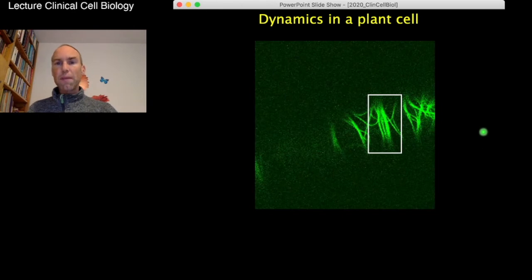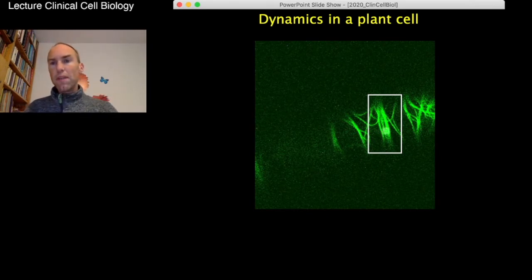Here's another example of such a FRAP experiment. In this case, it's a plant cell, and the microtubules are labeled. From this static picture, it looks like the molecules are just fixed on the filaments.